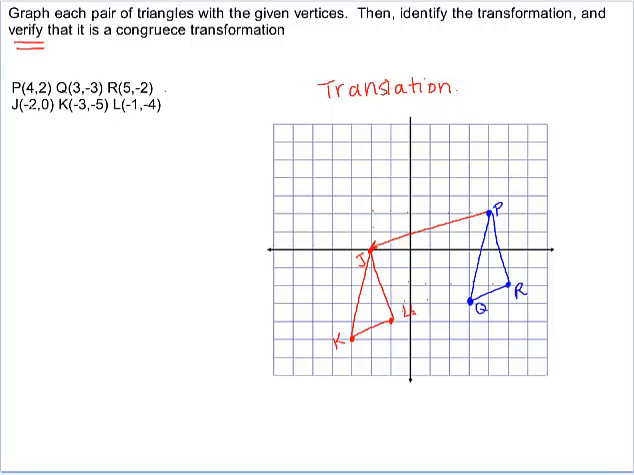Now, whenever we verify something, that means we need to give some reasons and some proof as to why. So here, to verify that it's a congruence transformation, we want to verify that the lengths of all the sides remain the same. So we want to verify that the length of PQ is indeed still equal to the length of JK. We want to verify that the length of PR is still equal to the length of JL. And we want to verify that QR is equal to KL. Well, to do that, we can use the distance formula or the Pythagorean theorem. We'll do the distance formula.